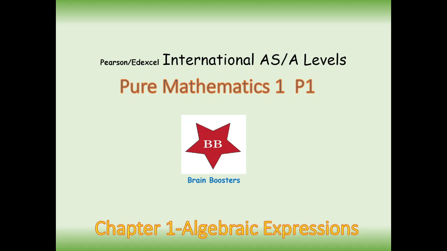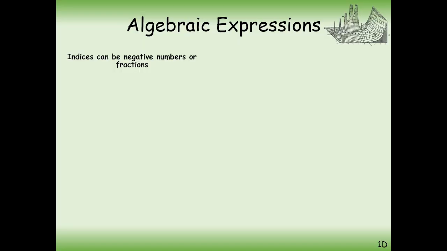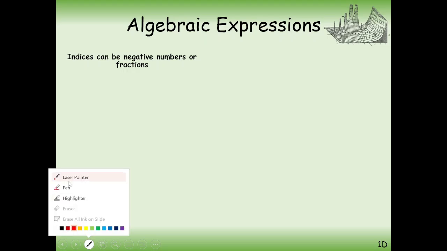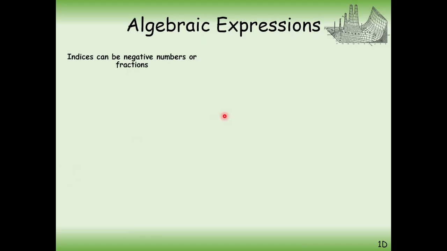Pearson Edexcel International AS A Levels Pure Mathematics 1 P1, Chapter 1 Algebraic Expressions. Continuation of teachings for Exercise 1D. Here indices can be negative numbers or fractions. So here we are going to see some more different laws of indices.